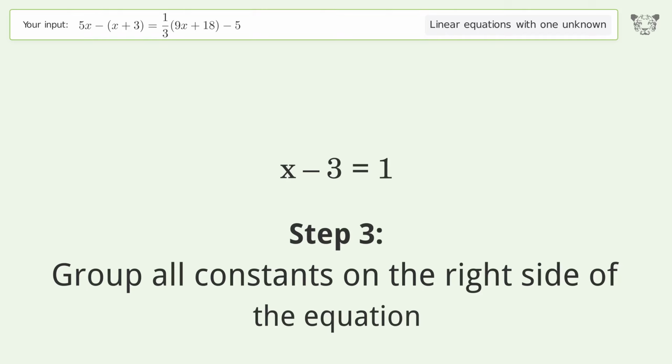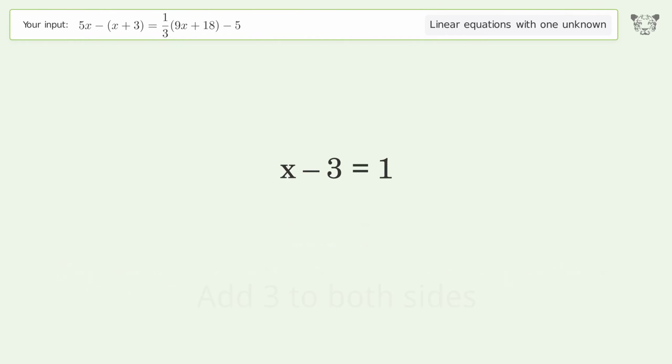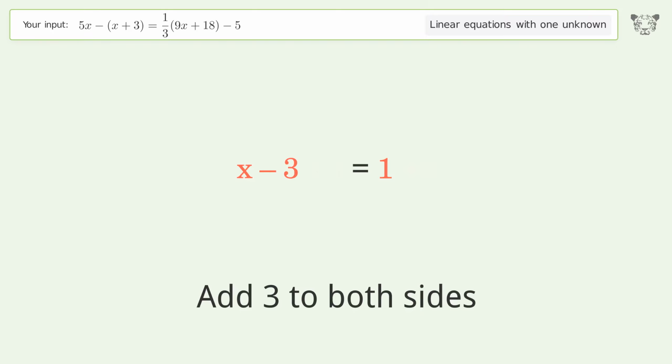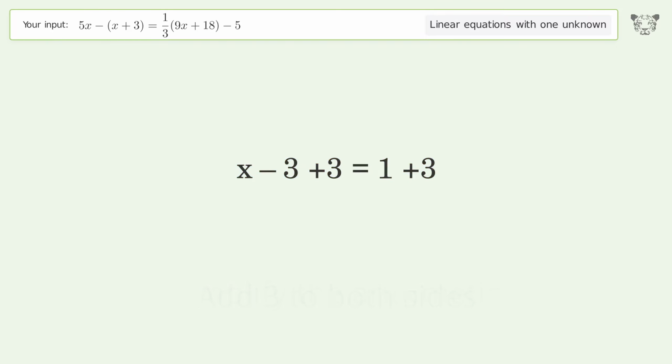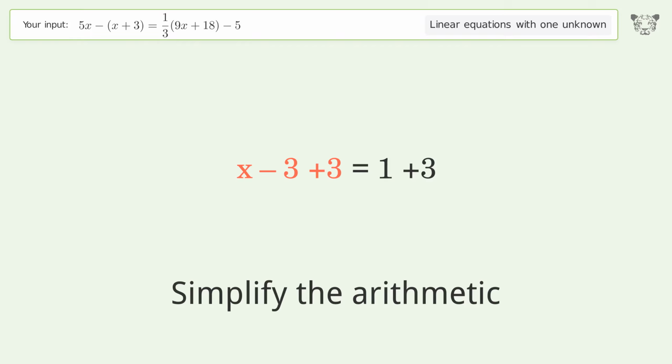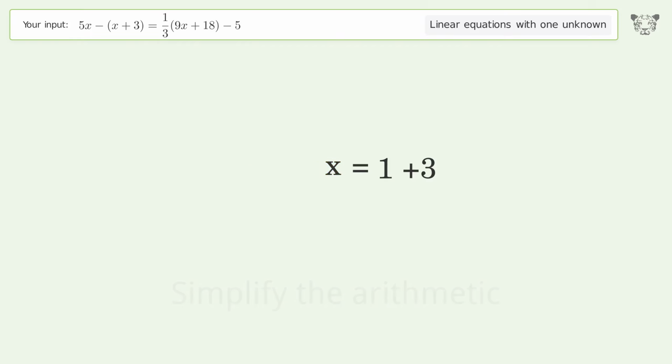Group all constants on the right side of the equation. Add 3 to both sides. Simplify the arithmetic. And so the final result is x equals 4.